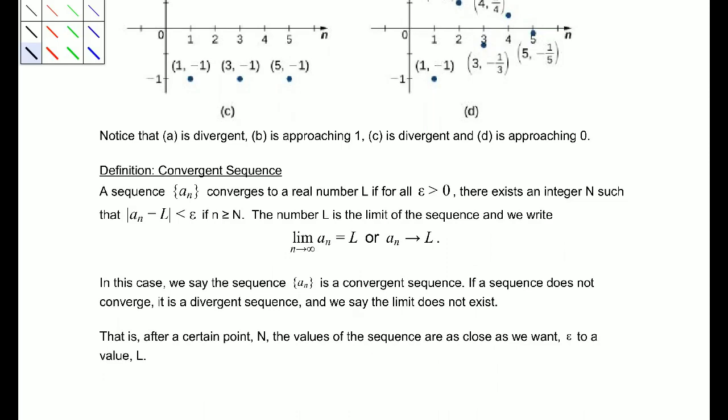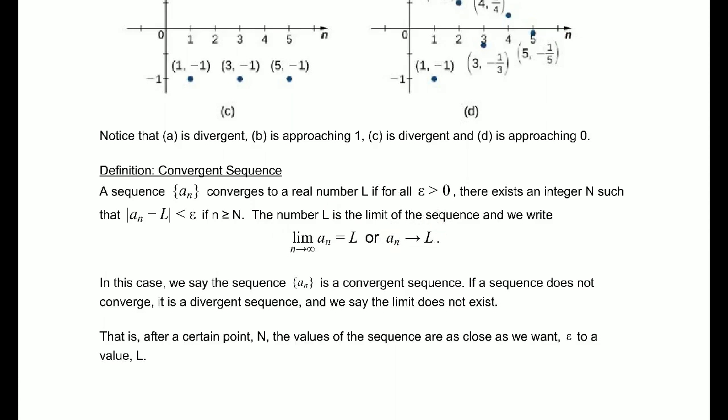Okay, this should look very familiar. It should remind you of limits from Calculus 1, and that is the absolute value. So let's start from the top. A sequence a_n converges to a real number L if for all epsilon greater than 0, there exists an integer N such that the absolute value of a_n minus L, previously that would have been f of x minus L, is less than epsilon if n is greater than or equal to capital N. The number L is the limit, and we write the limit as n goes to infinity of a_n equals L, or a_n converges to L.